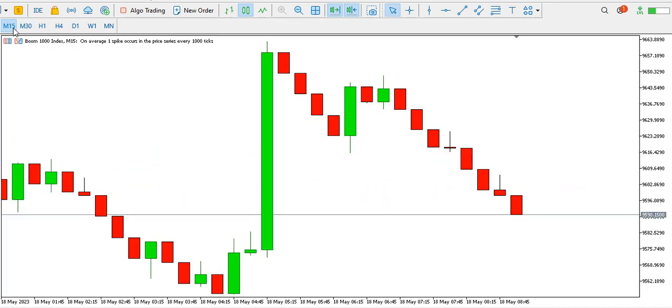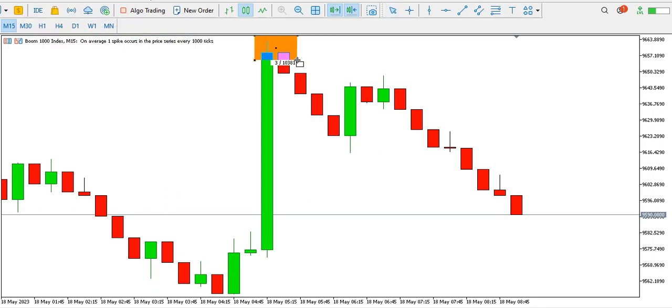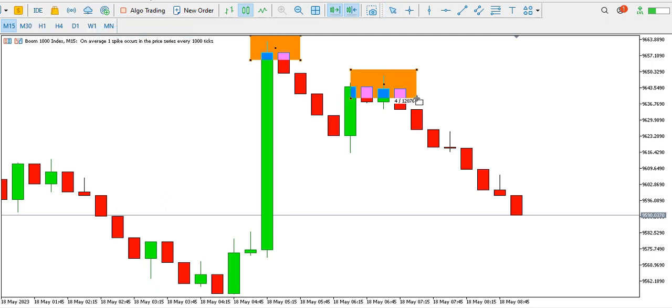Let's look at the 15 minutes time frame. We can see a double top on the 15 minutes. Boom 1000 index double top on the 15 minutes time frame, and price is currently going down. The bears are in control. Look at the break of the neckline of the double top.